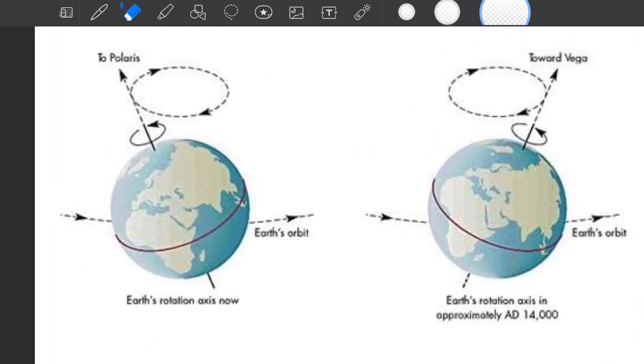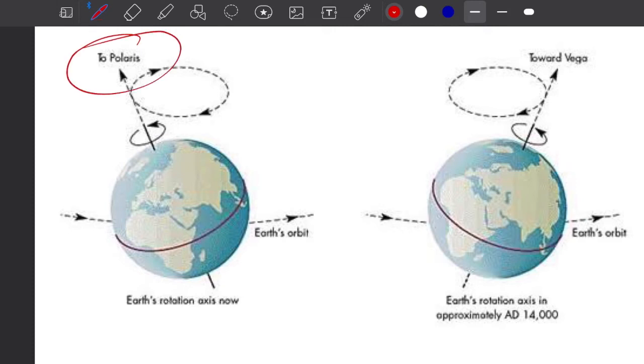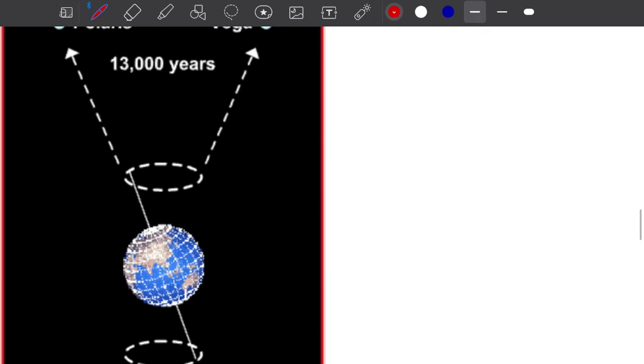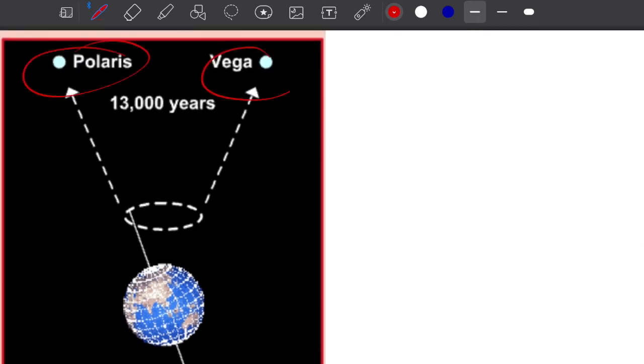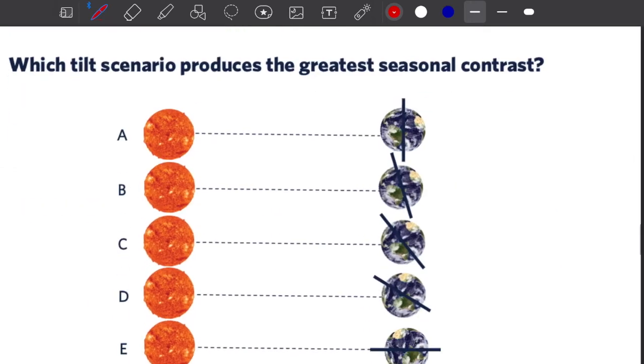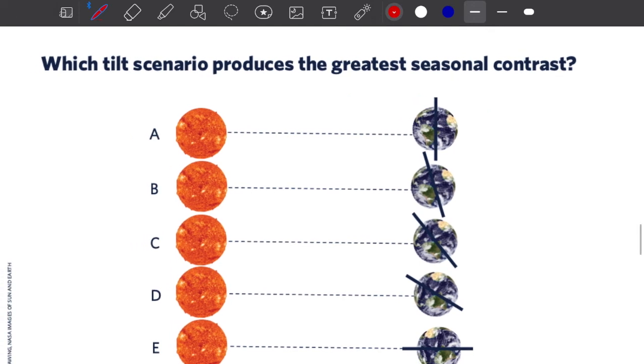So see, it is pointing towards Polaris. 13,000 years back it was pointing towards Vega. This is your Polaris, this is Vega. A 13,000 year gap. Okay. अब इस क्वेश्चन से समझते हैं, then it will really help you. ये देखते हैं, देन बताओ.